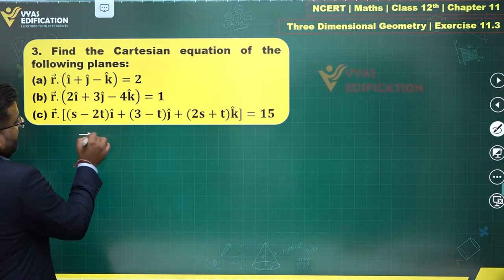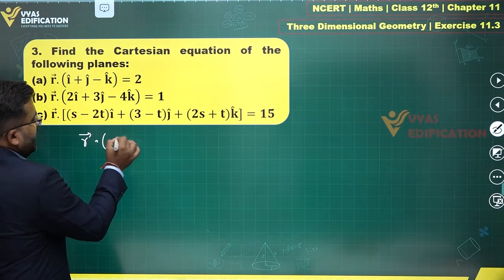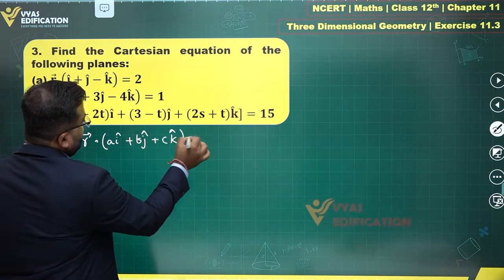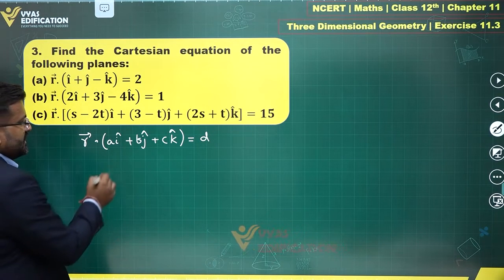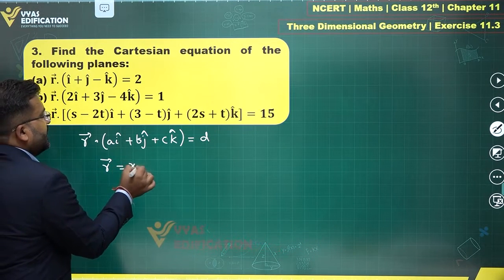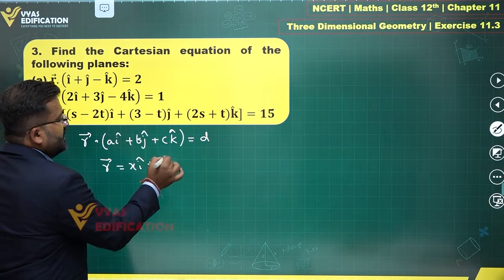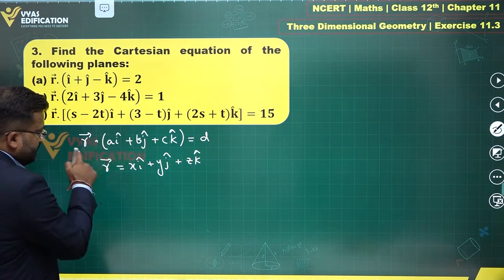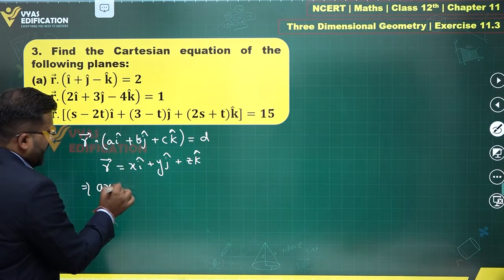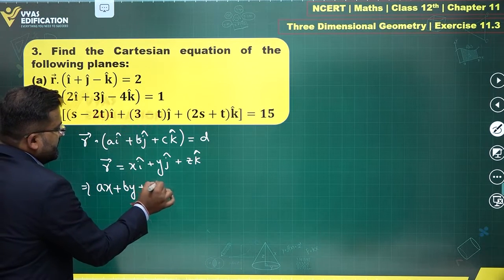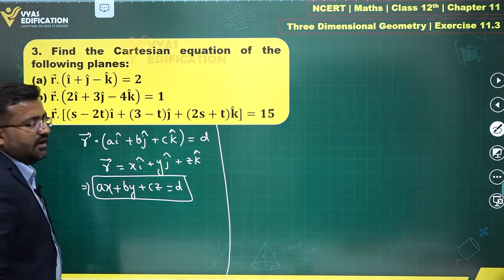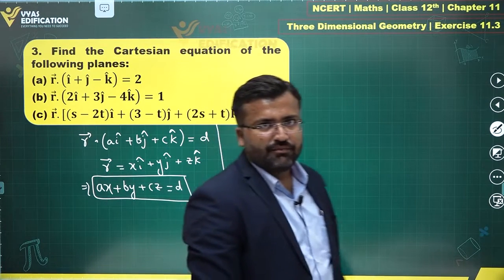So in this case you have r vector dot (ai cap plus bj cap plus ck cap) is equal to d. What you need to do is simply replace r vector with xi cap plus yj cap plus zk cap. That implies that the dot product with this will imply ax plus by plus cz is equal to d, which will be the required Cartesian form of the equation. That's the idea behind this, right?